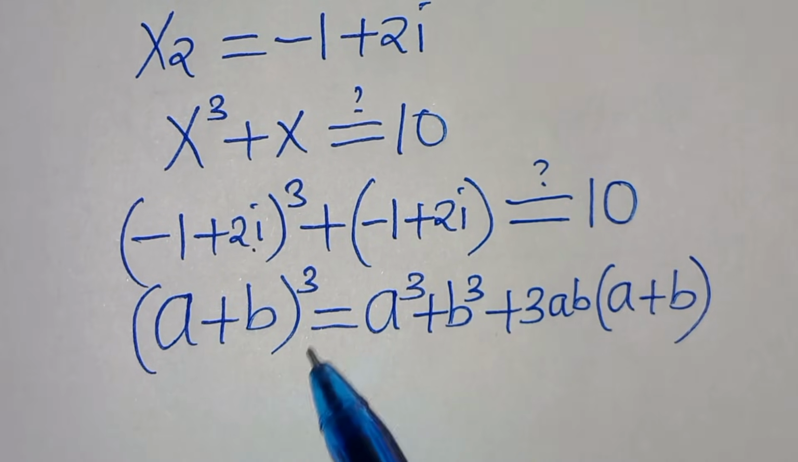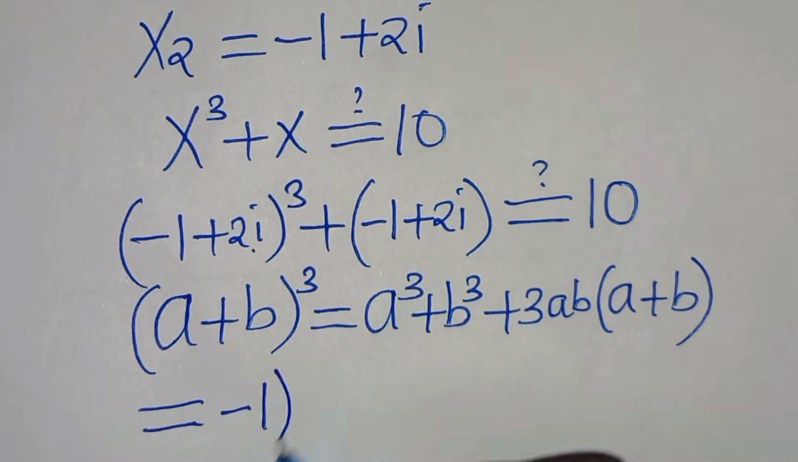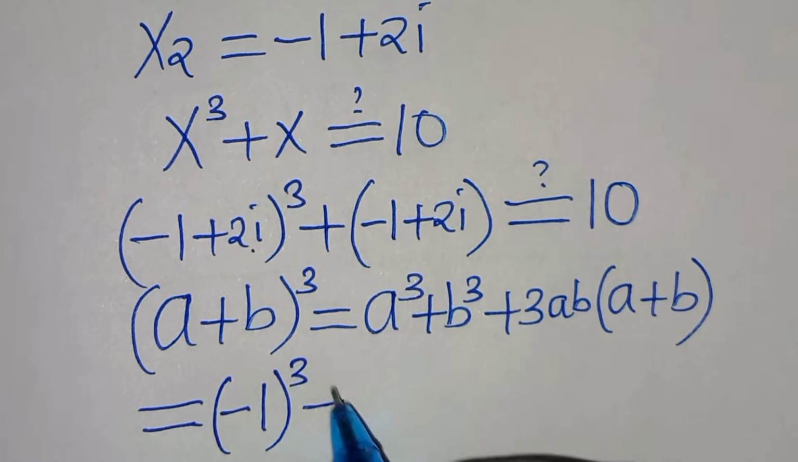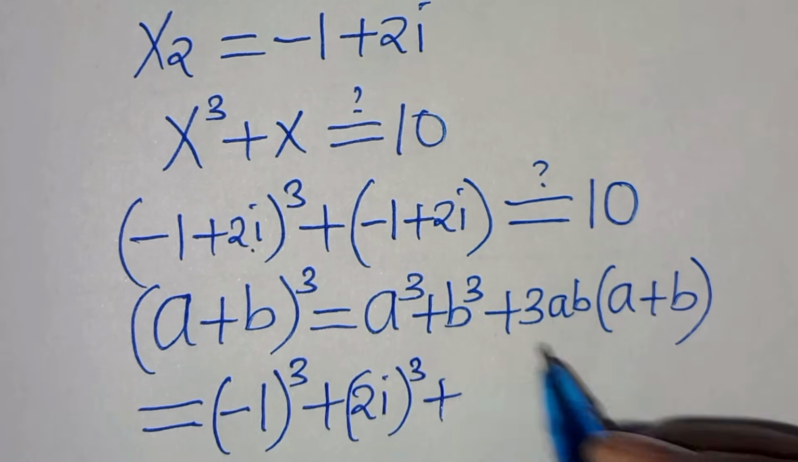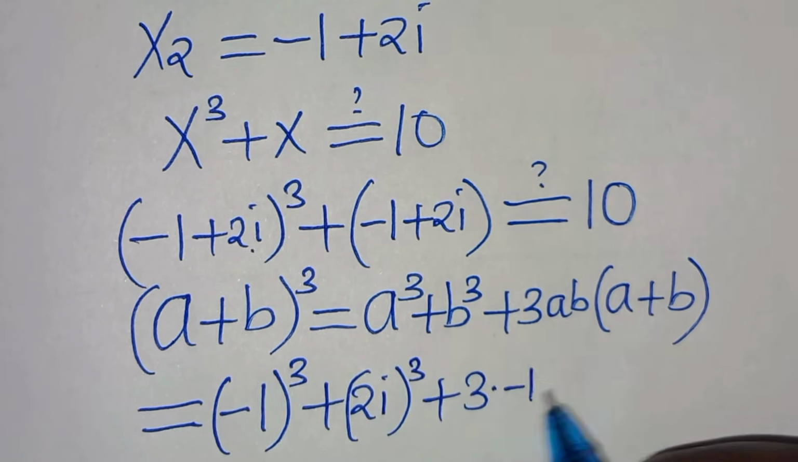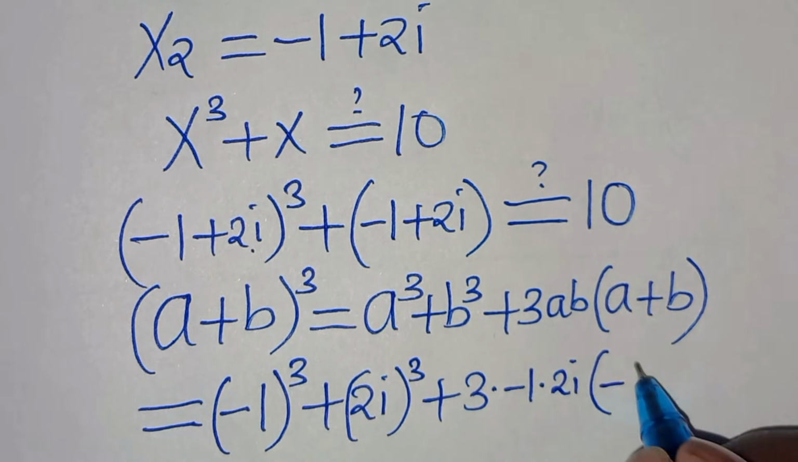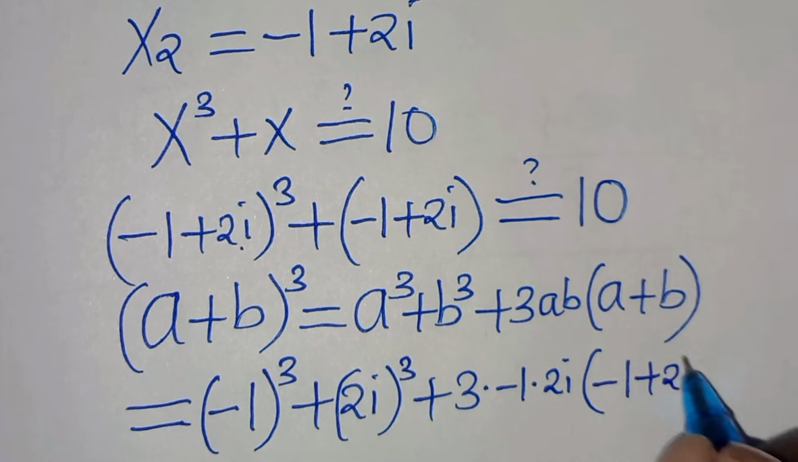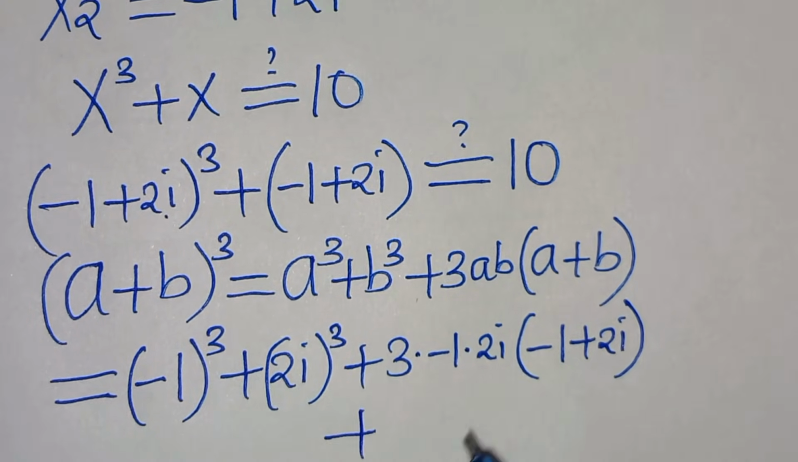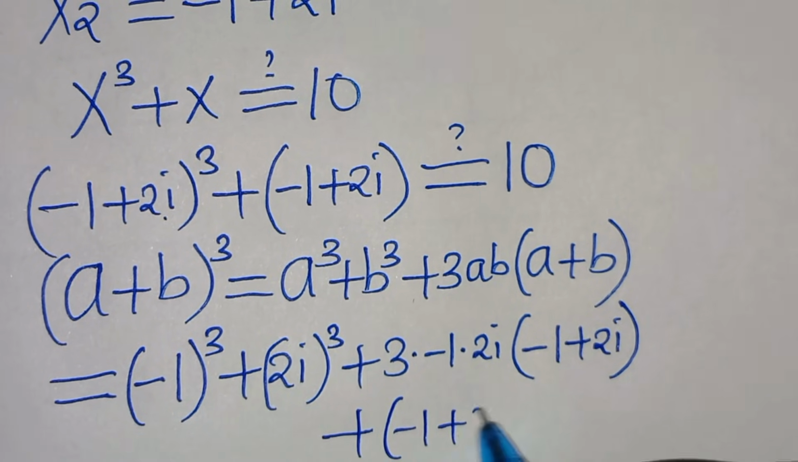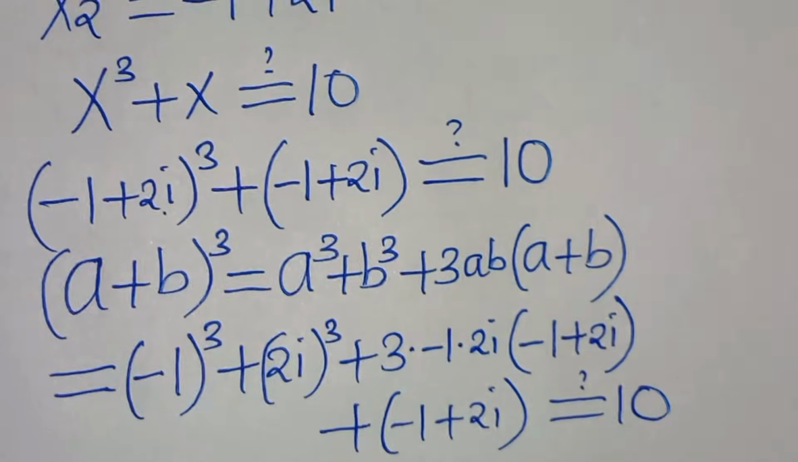Let's substitute a and b in this formula here. So we have (-1)^3, then plus (2i)^3, then plus 3 times -1 times 2i into the parentheses. We have (-1 + 2i), close the parentheses, then plus (-1 + 2i). This is supposed to give us a value of 10.